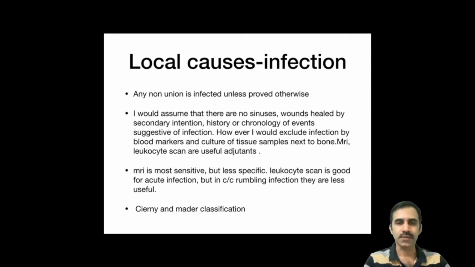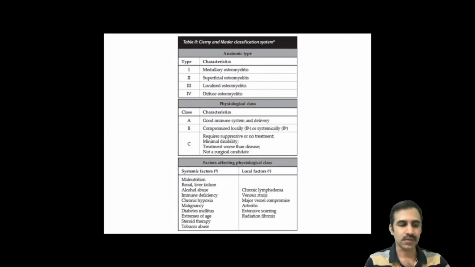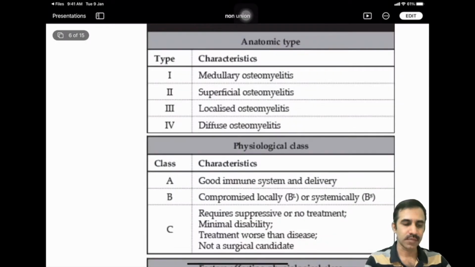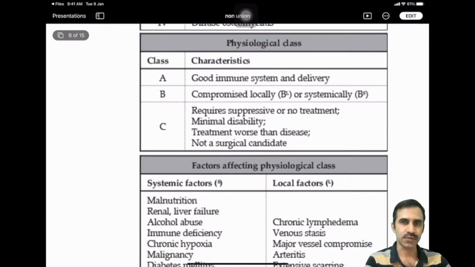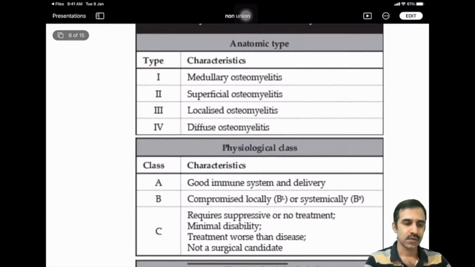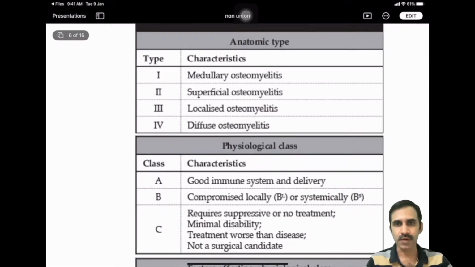And we have to be ready with the Cierny and Mader classification. We have got the anatomical type, physiological class, and the factors affecting the physiological class. The anatomical classes include medullary, superficial, localized, and diffuse. And the physiological class will be of interest to your examiner. And we should be ready with the different physiological classes when asked for.